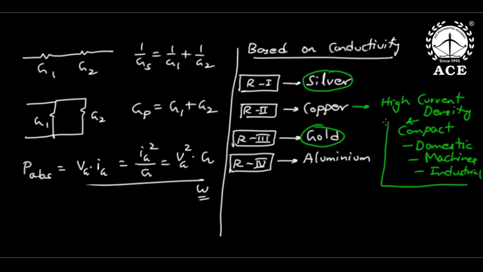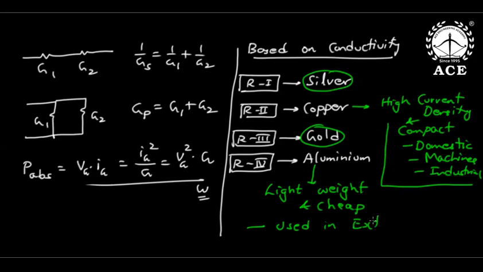Then where we use aluminium, aluminium has two advantages. One, it is lightweight, and also very cheap. They are used in external T&D lines, external transmission and distribution lines. That is aluminium core, steel reinforced, we say.